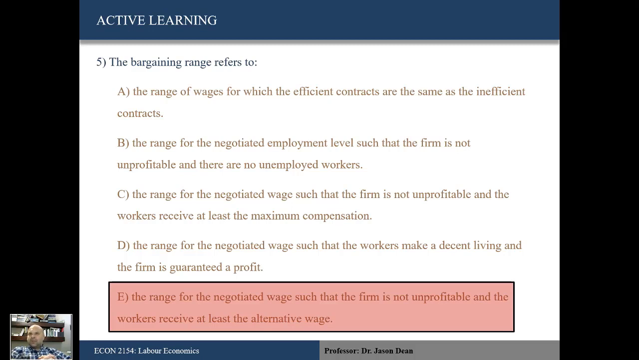And the alternative wage, W subscript A, was the alternative wage that the workers could obtain, and so if the wage is less than that, then no one would want to work for the firm. So it has to be in that range. That's where they could feasibly bargain within.